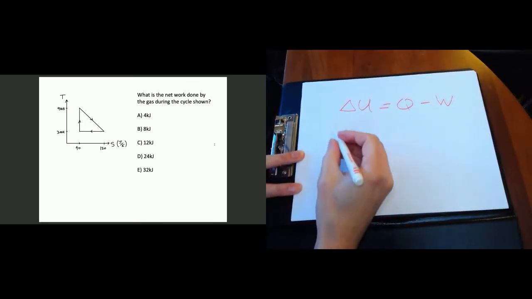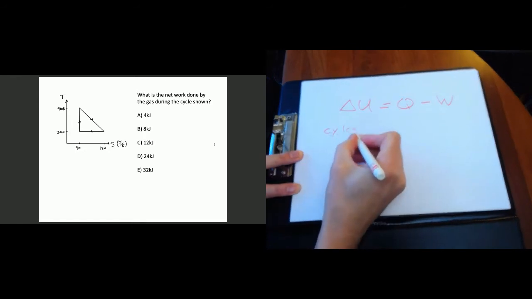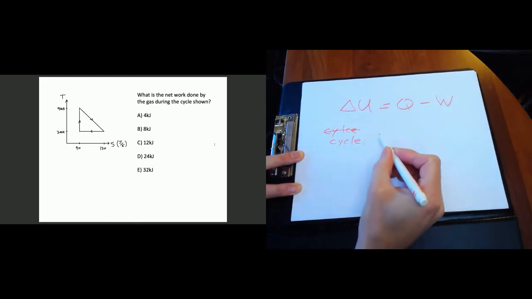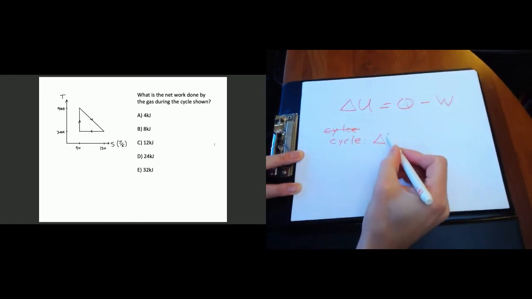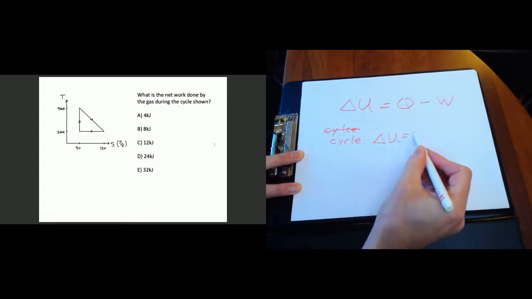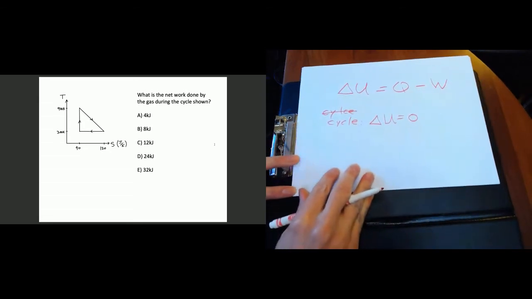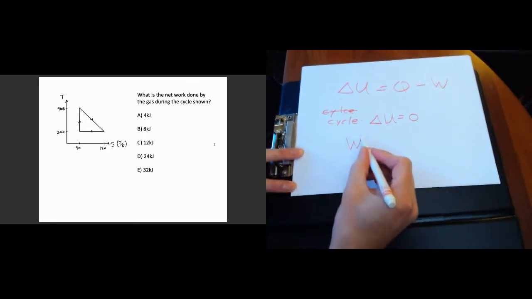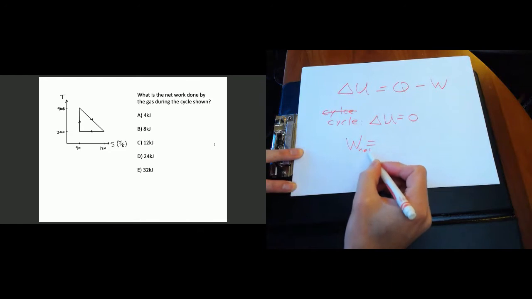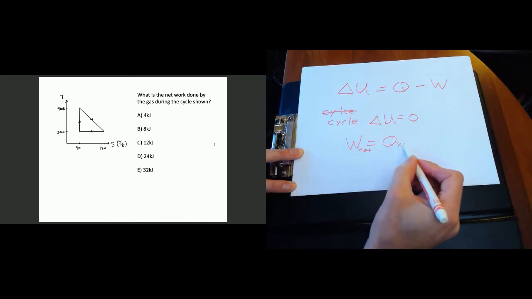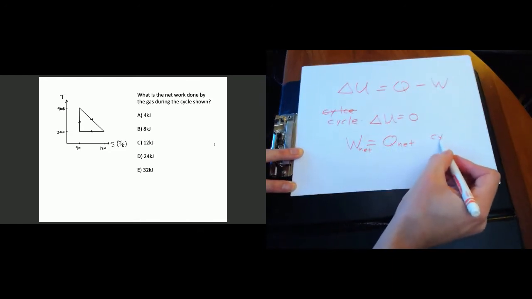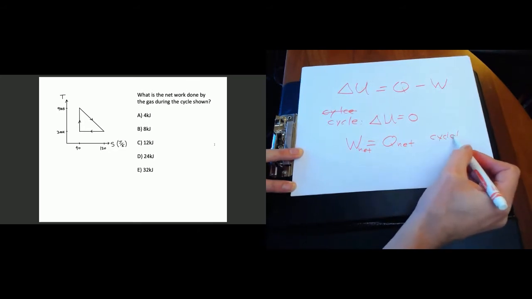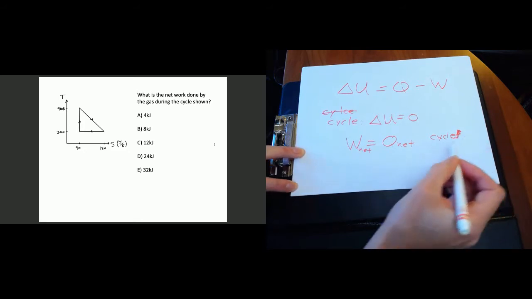And so because we're talking about a complete cycle, then we know that delta U is going to be equal to 0, because U is a state variable and we're coming back to the original state. And so that means that W net is equal to Q net for the cycle. Okay, I'm having real difficulty spelling cycle. It's because I'm looking at this sideways.